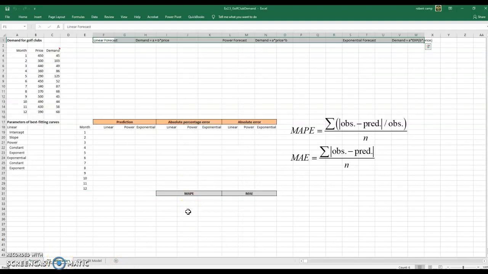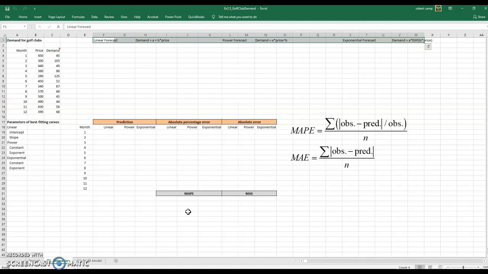Okay, so we've got our golf clubs, our price, and our demand. And so we've got to do this three different ways. We have to do a linear forecast, a power forecast, and an exponential forecast. So what am I talking about with these different kinds of forecasts? A linear forecast is a straight line. It will be demand equals A, which is our linear intercept, plus B, which is our slope, times our price.